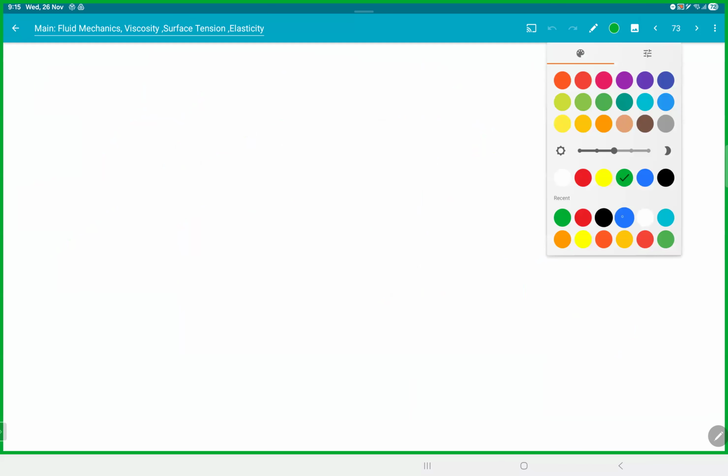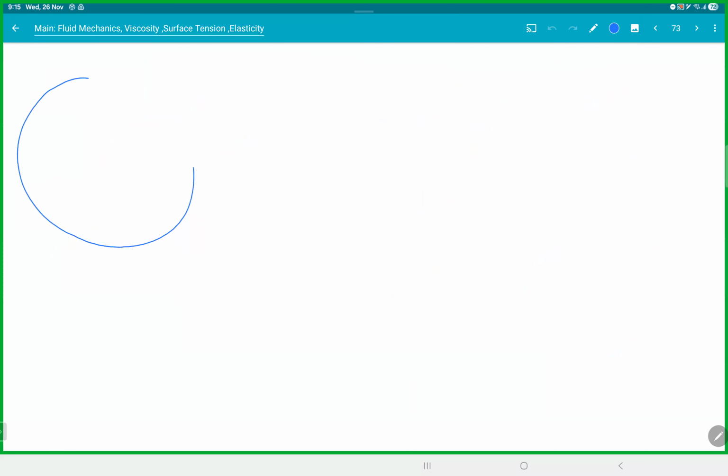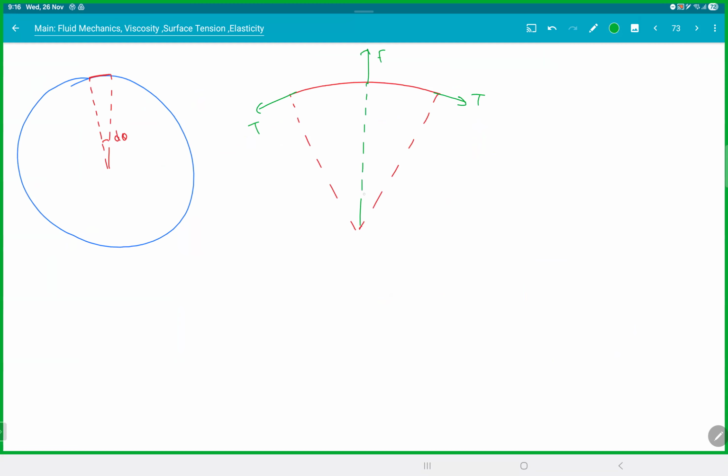So listen to the general process. If you have the ring, you take a very small piece here, d theta. I'll exaggerate this. So we have tension here, we have tension here, and there'll be some force here. This angle will be d theta by 2, d theta by 2.